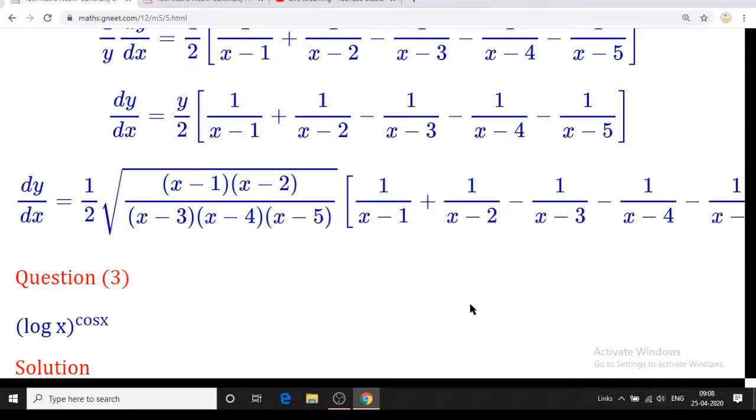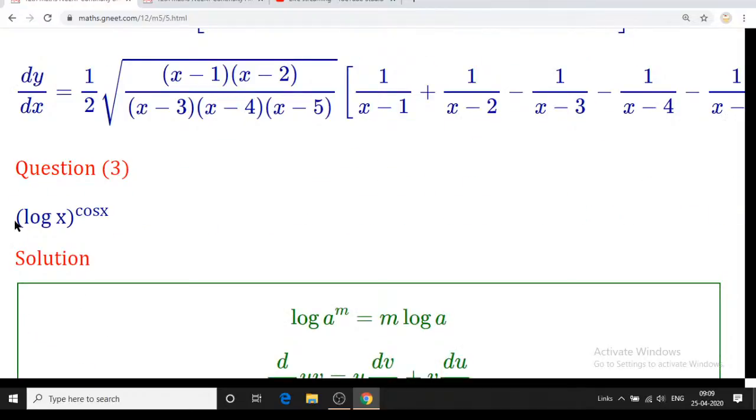Another case, as I explained in the theory, is that we can use the log when it is a variable raised to a variable. Whenever it is log x raised to cos x, here log x is one function and cos x, the power, is also a function of the variable, or we can say f of x raised to g of x. In such cases, log is always the only way to solve this. Now the question given was log x raised to cos x.